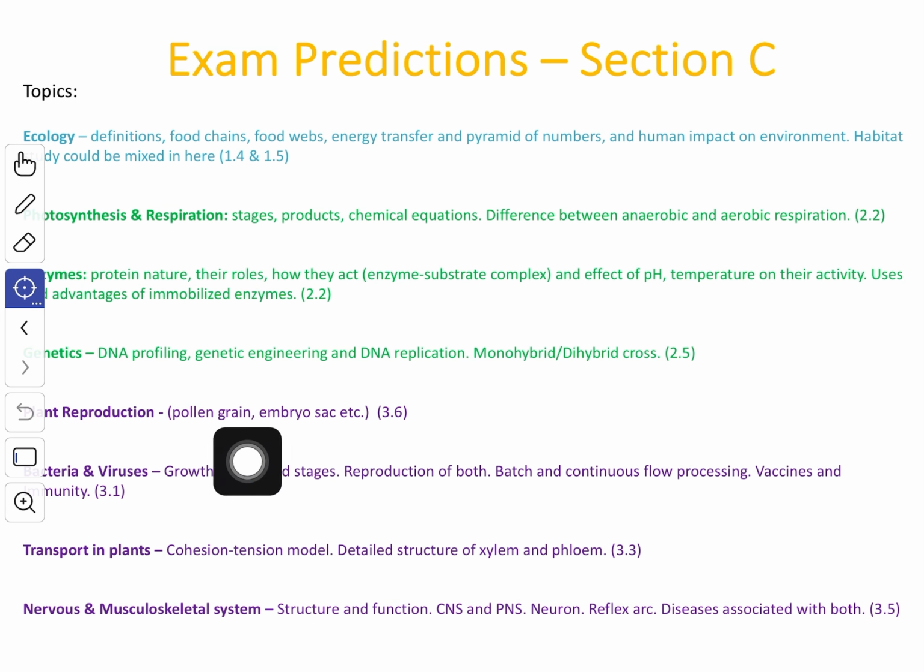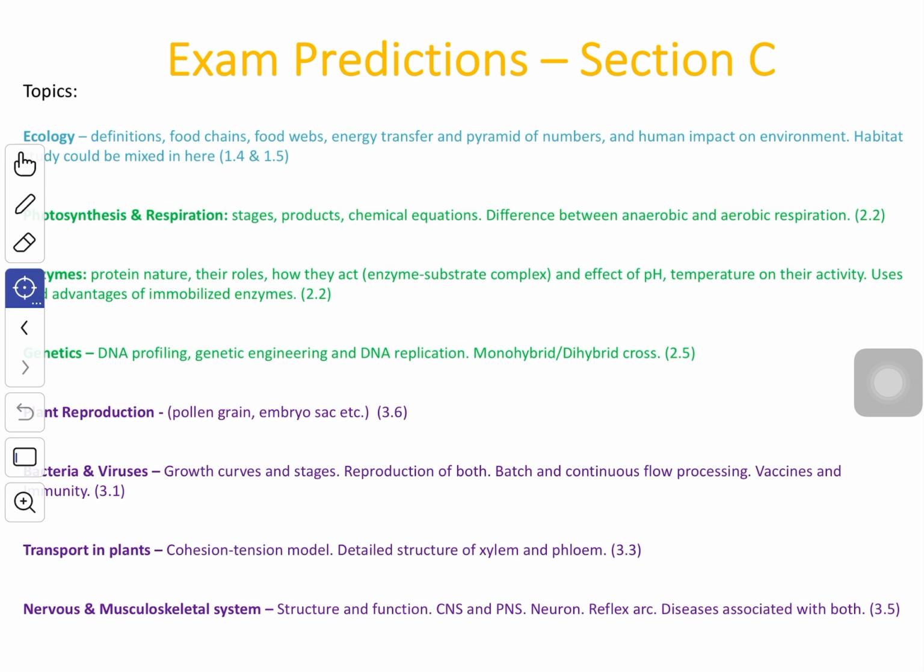Now, human reproduction has come up a good bit over previous years. So I could see plant reproduction making an appearance. Again, pollen grain, embryo sac production. Bacteria and viruses, so the growth curves of bacteria, the stages, the reproduction of both bacteria and viruses. Batch and continuous flow processing, so that's more associated with bacteria. And then vaccines and immunity. Transport in plants, the cohesion tension model, and also the detailed structure of the xylem and the phloem. And then the nervous and musculoskeletal system, so the structure and function of both in terms of the nervous system, the central nervous system and the peripheral nervous system, structure of neurons, reflex arcs, and then the diseases associated with both.